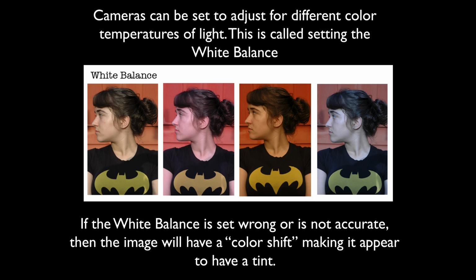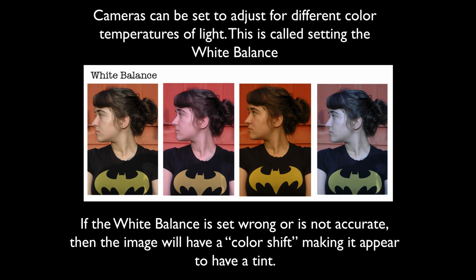Your camera has an adjustment called white balance, especially if you are using a DSLR, a digital single lens reflex camera that has manual settings. You have a setting called white balance. White balance allows you to choose different kinds of light, different colors of light, that your camera then will use to adjust the color within the picture.